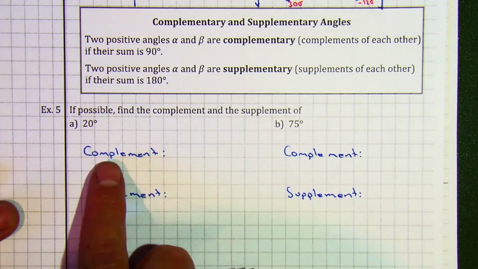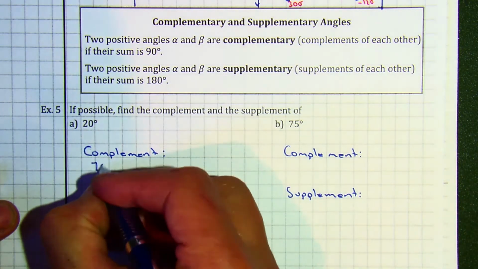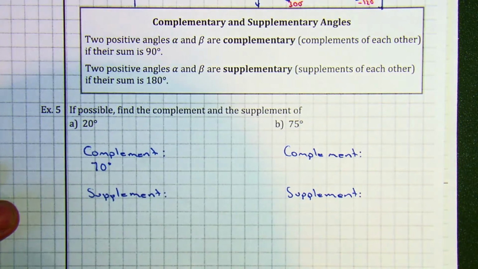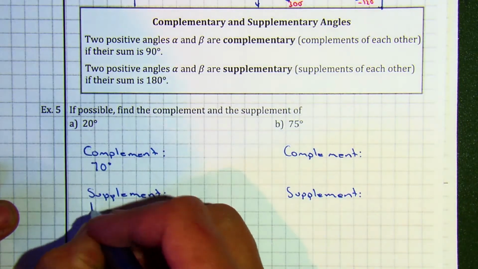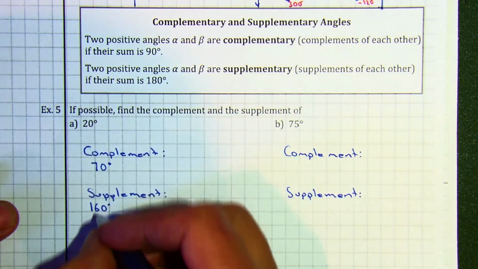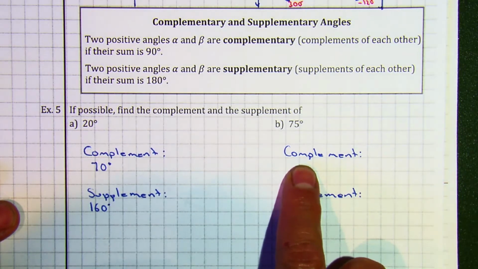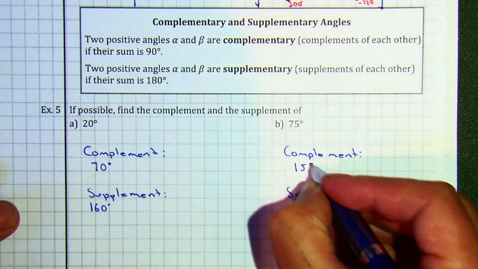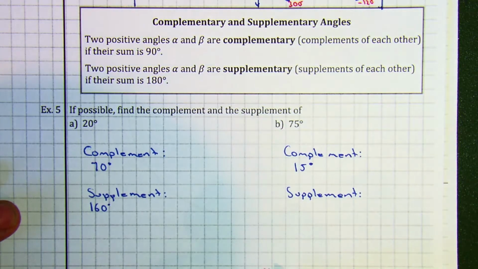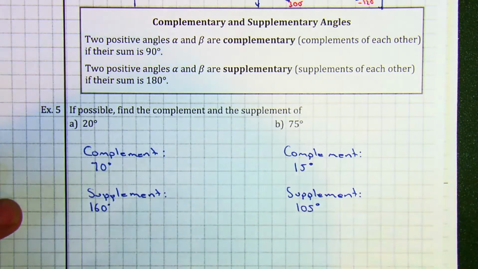So what is the complement of 20 degrees? That'll be correct, 70 degrees, because together they add up to 90. What is the supplement of 20 degrees? 160, because together they add up to 180. So what is the complement of 75 degrees? Correct. This will be 15 degrees, because together we add up to 90, and the supplement will be, correct, 105 degrees.